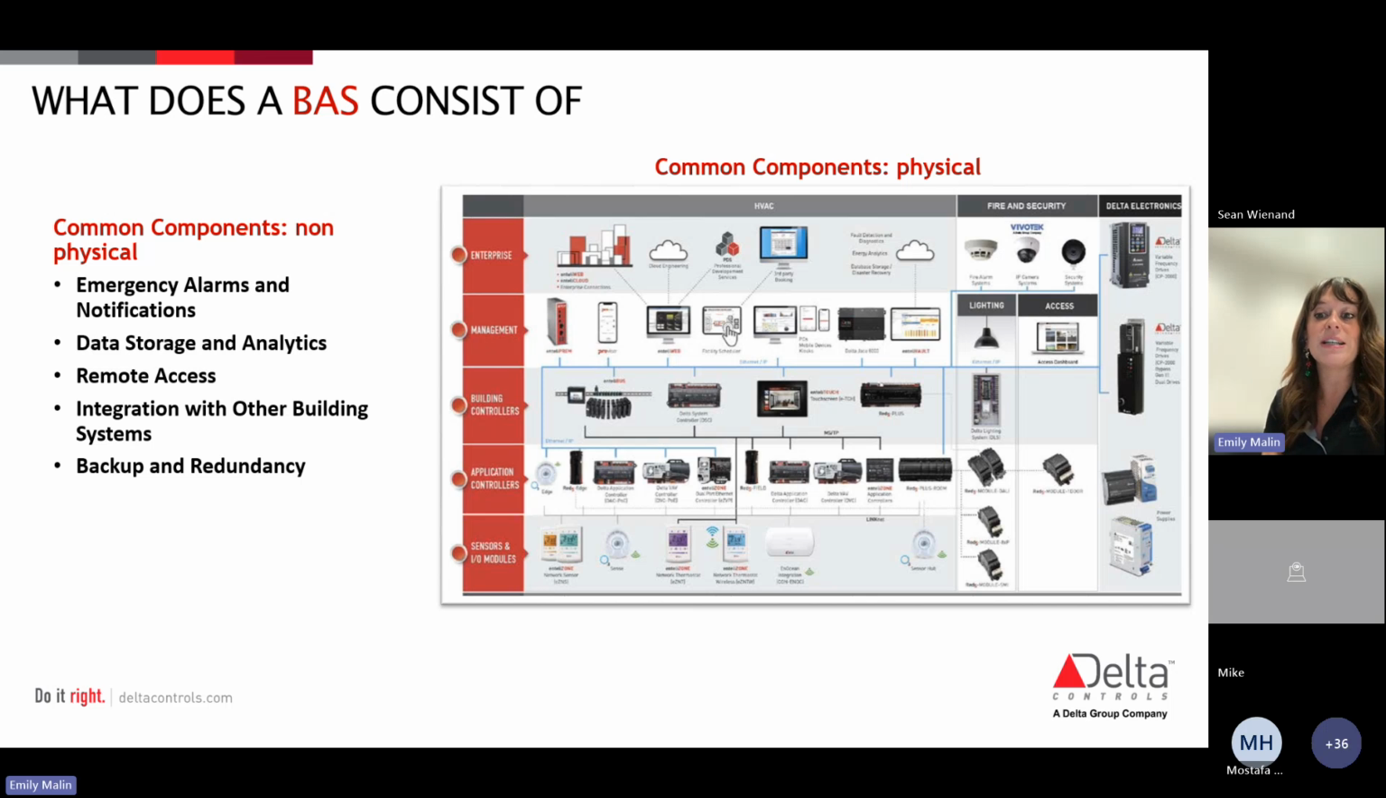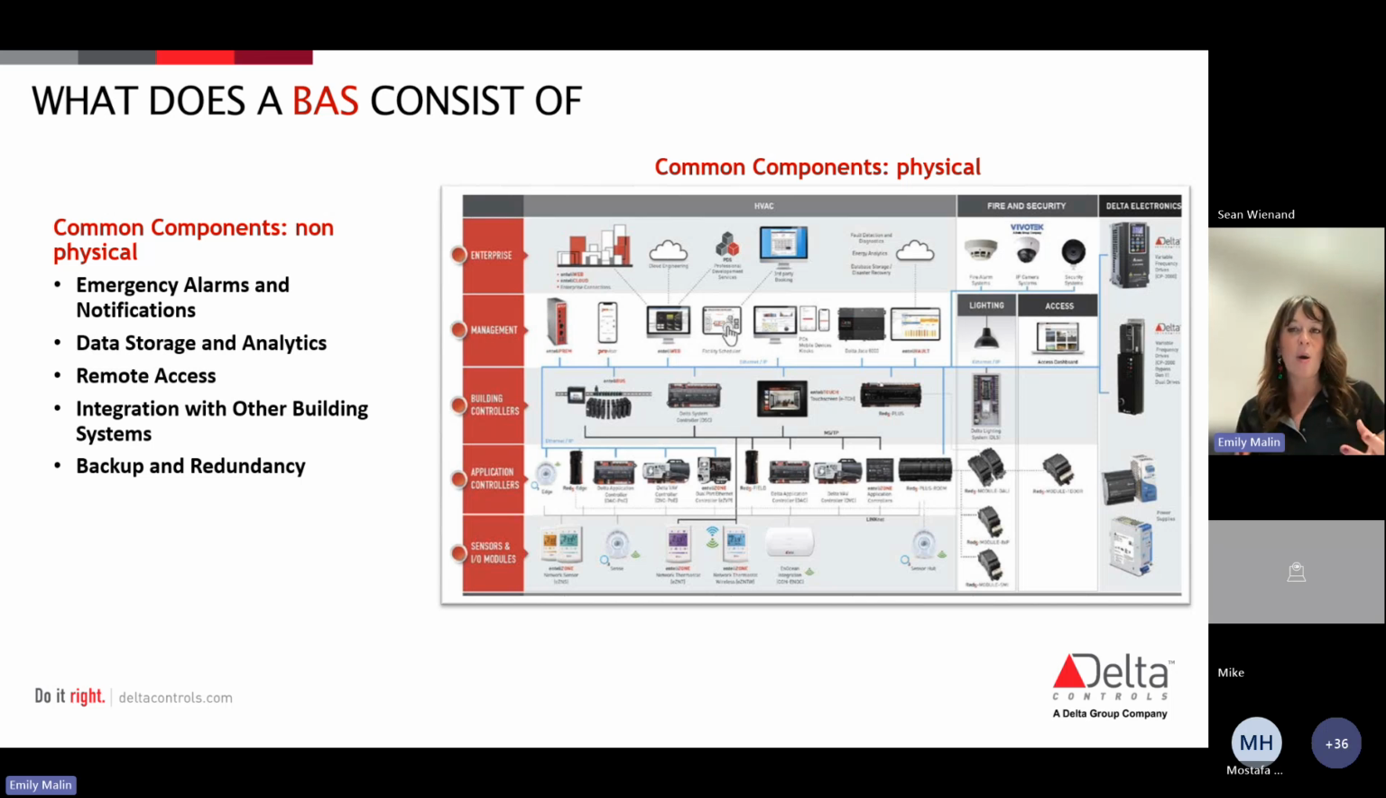Integration with other building systems, meaning, hey, we need everything to play nicely together. And here you'll oftentimes hear the word interoperability. Interoperability just means that all of these different components from different manufacturers need to play nicely in the sandbox together in order to have all of these systems working together to run your building efficiently. And finally, backup and redundancy. This can be more critical in different industries than others, but if you think about data centers, if you think about pharma applications, a lot of those are going to need that backup and redundancy.